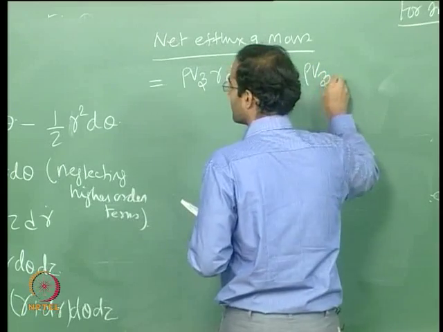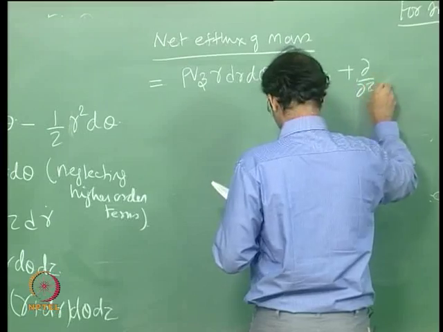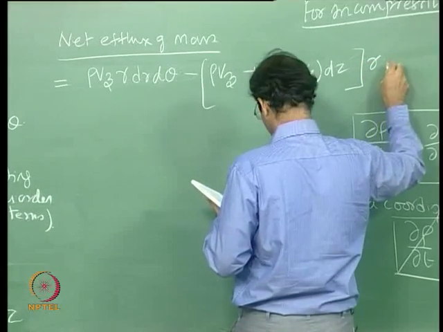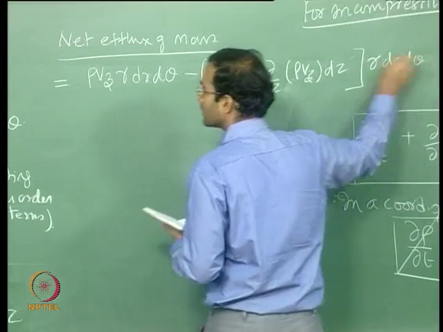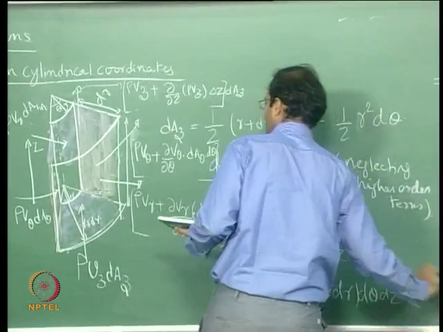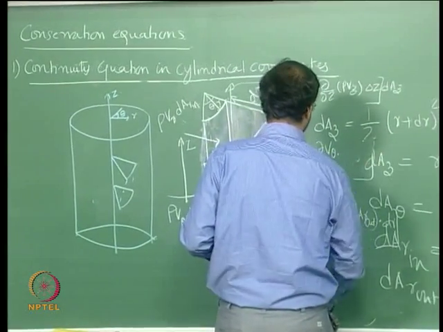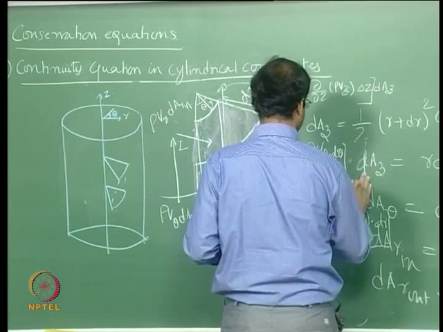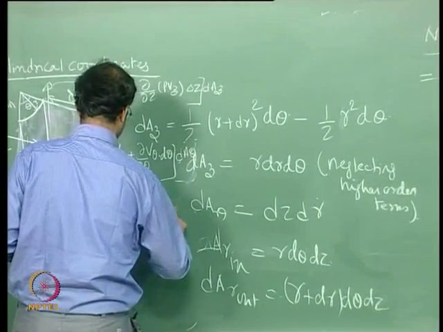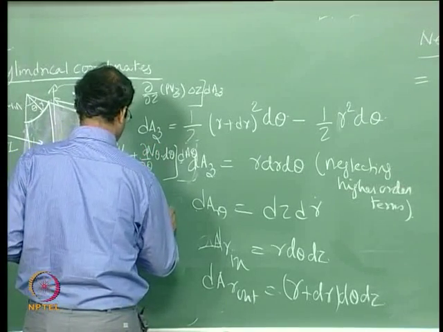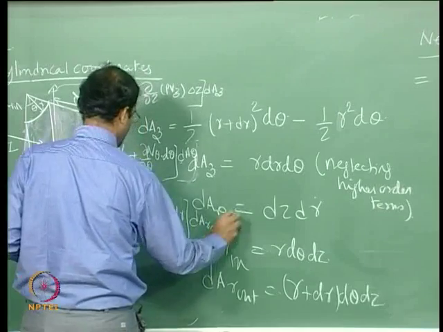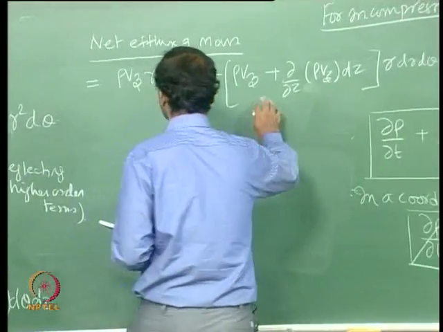Which is rho vz plus d by dz of rho vz into dz into r dr d theta. So this is r dr into d theta. Once again I should be multiplying this entire thing by dAz here, and similarly, just a small correction, I will be writing this as d theta and multiplying this entire thing as dA theta, and so this also rho vr into dr into dAr out. Okay, so this is the net efflux of mass in the z direction.